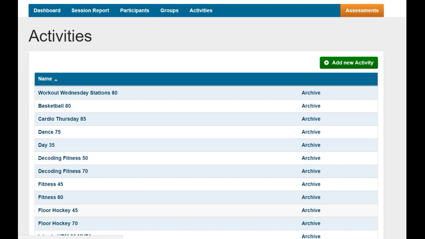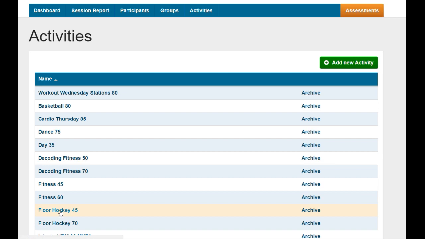After you collect data for a couple weeks and you start looking at the reports, you get ready to add more goals based on the activities that you're teaching. As you can see, I have Workout Wednesday, that's 80%, Cardio Thursday, 85%, Decoding Fitness, 50%, Decoding Fitness, 75%, Floor Hockey, 45%, Floor Hockey, 70%. You have to allow yourself an opportunity to teach.